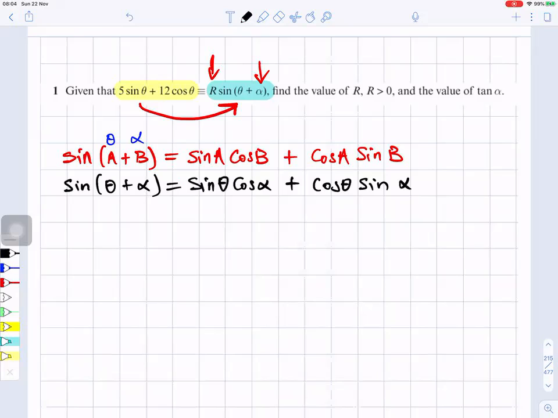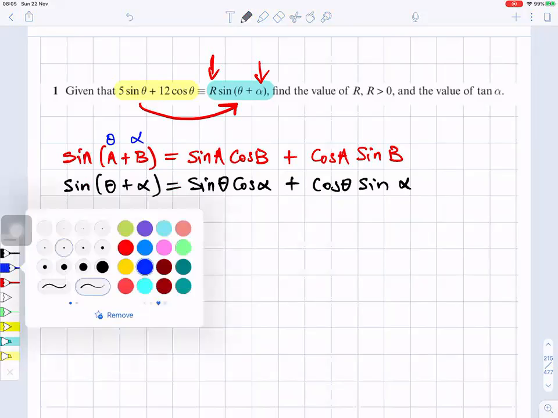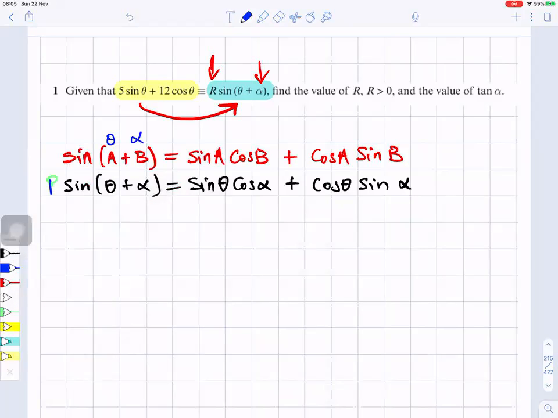You happy with that second stage? Now, there is r multiplied on the outside. So we multiply all of that by r. If I put r in front of it, we use the same thing and then put r in front of it. So I'll put r in blue in front of it. So we'll have r sine theta plus alpha is r sine theta cos alpha plus r cos theta sine alpha.